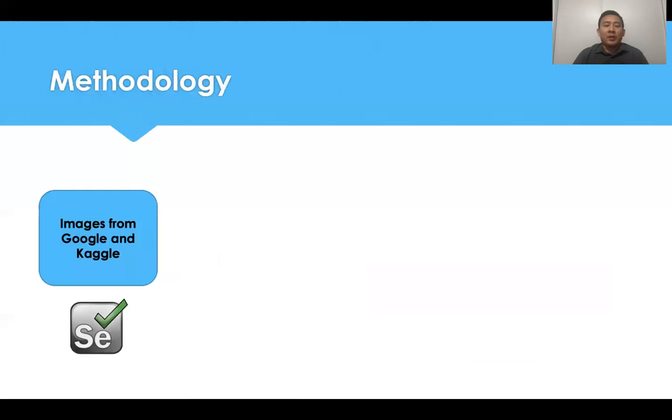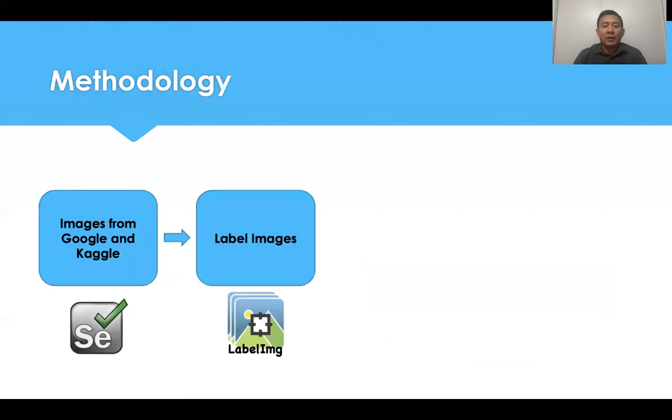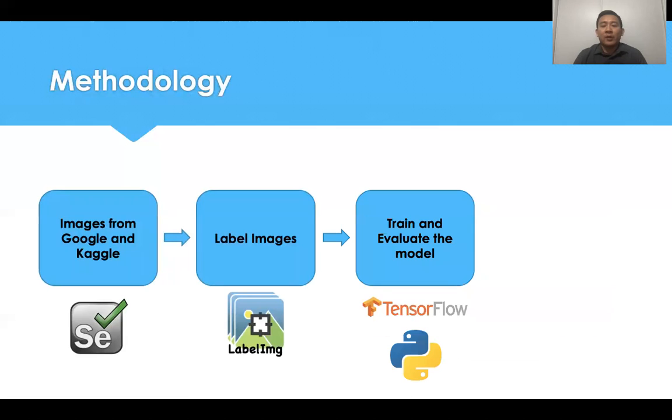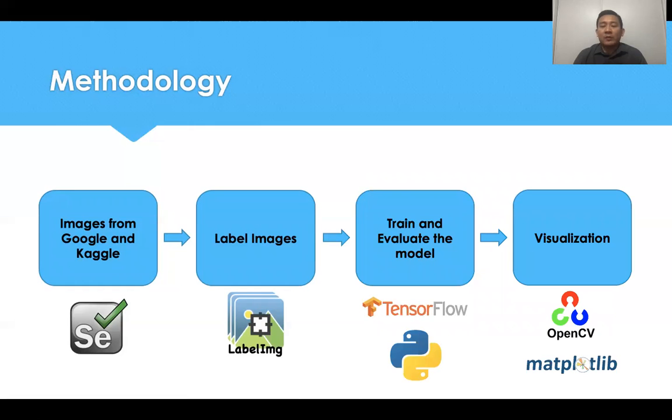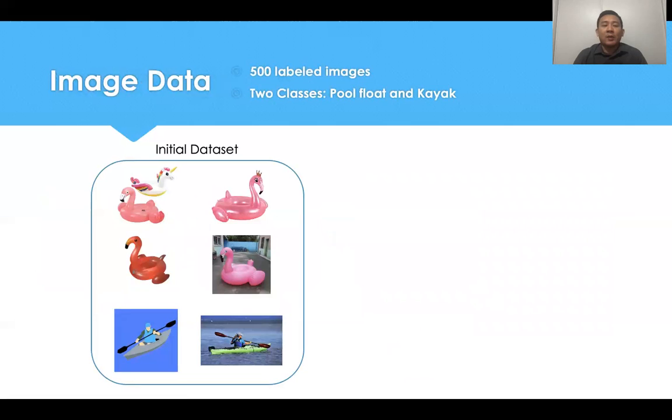So I collected images from Google using Selenium, and then also downloaded some Kaggle data sets. And I labeled these images using the labelImg. And I trained and evaluated the model in TensorFlow API and Python. And I used OpenCV and Matplotlib for visualization. I had about 500 labeled images with the two classes of pool float and kayak.